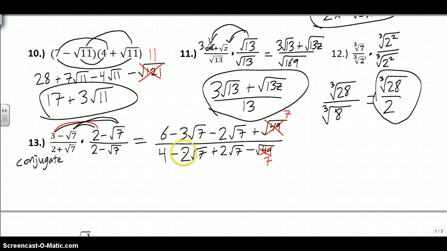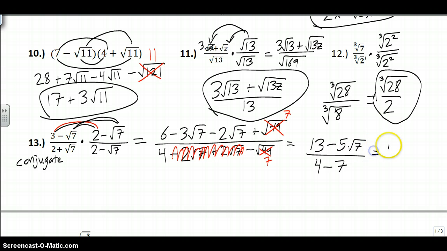And look at the bottom here. These two middle terms cancel each other out. They're gone. That's what we wanted to happen. There will be no square roots left over. So 6 plus 7 is 13. Negative 3 square root of 7 minus 2 square root of 7 is minus 5 square root of 7 over 4 minus 7.